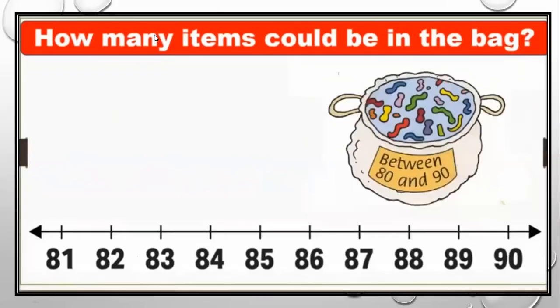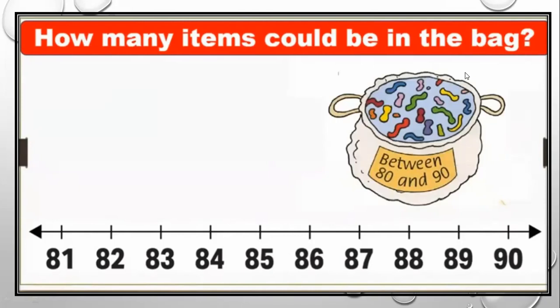Okay, next question. How many items could be in the bag? Here you can see the next question. 80 and 90. Between 80 and 90, if I try to count 1, 2, 3, 4, 5, 6, 7, 8, 9, 10, 11, 12, 14, 15, 16, 17, 18, 19, 20, 21, 22, 23, 24, 25, 26. So upper side there, if we count the picture, it is 26.